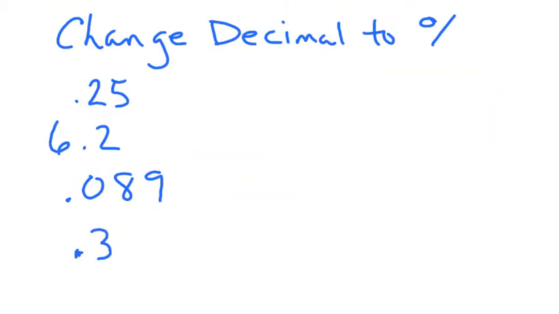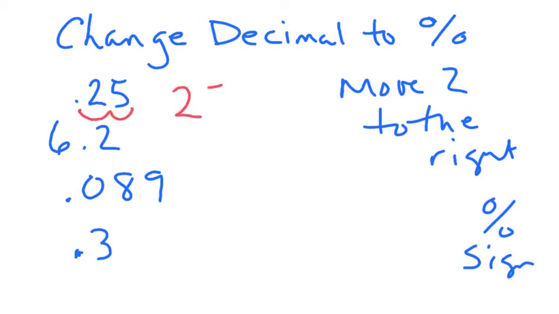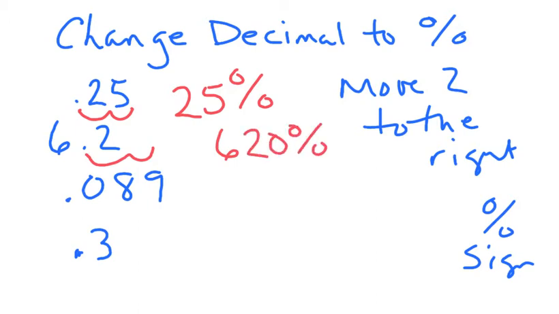Okay, to change a decimal to a percent, you're going to move the decimal to the right, and then you're going to add the percent sign. So, 0.25, 2 to the right, 25%. 6.2, 2 to the right, 620%. 0.089, 2 to the right, 8.9%. 0.3, 2 to the right, 30%.